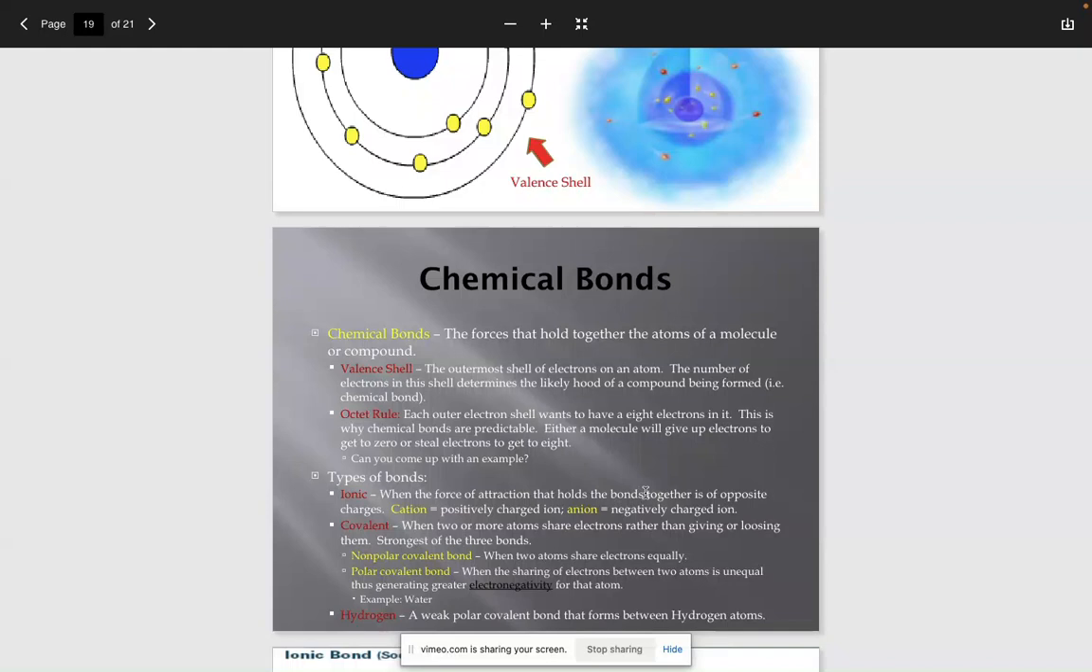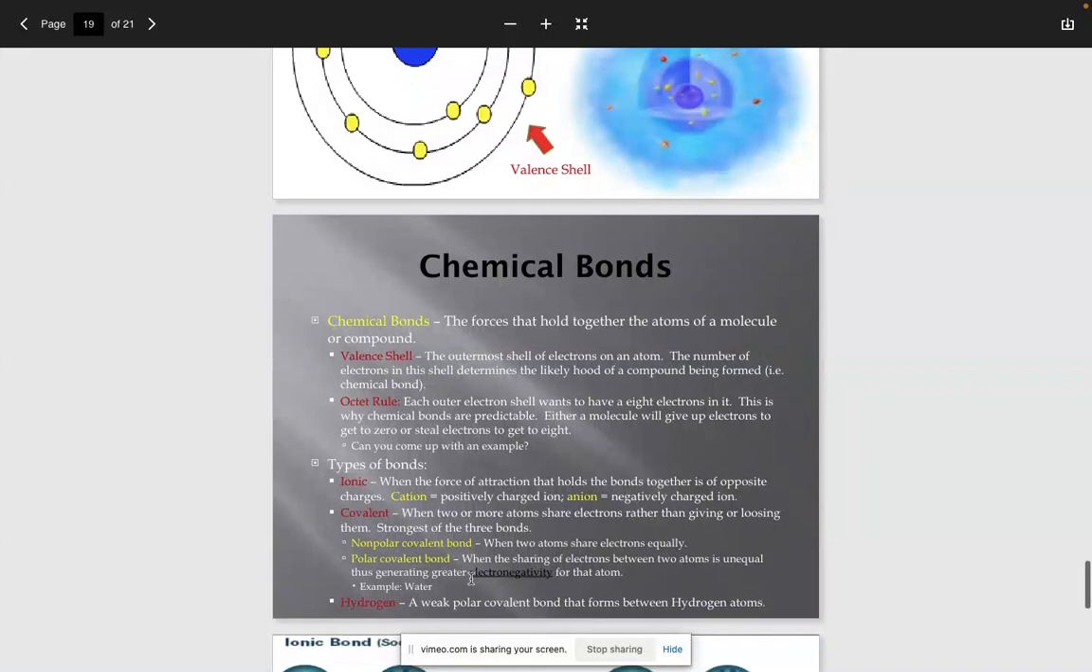So covalent is going to be equal sharing of electrons. This is when electrons are shared equally. There's two different types, nonpolar and polar. We won't necessarily go over those, knowing that polar covalent bonding is due to electronegativity. So when the sharing of electrons between two atoms is unequal, that generates greater electronegativity for that atom. And water is an example of a polar covalent bond, right? It's that oxygen present with those two hydrogen molecules that creates that electronegative charge. So that is why water is termed polar covalent.